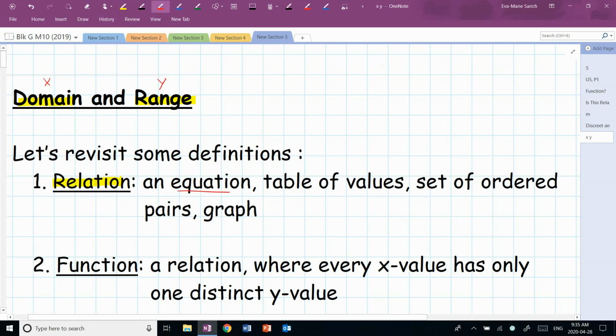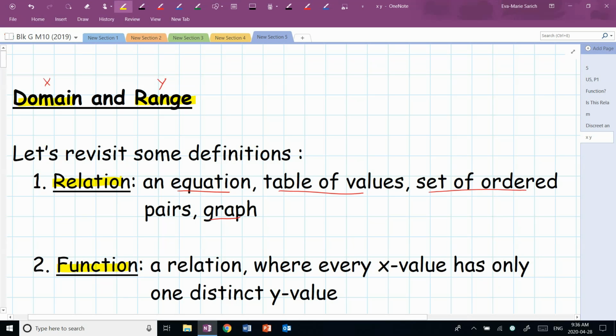An equation we can insert some values and create a table of values, and then from that table of values we can get a set of ordered pairs and then we can graph it. So a relation can be any combination of those. Now, some relations are functions.